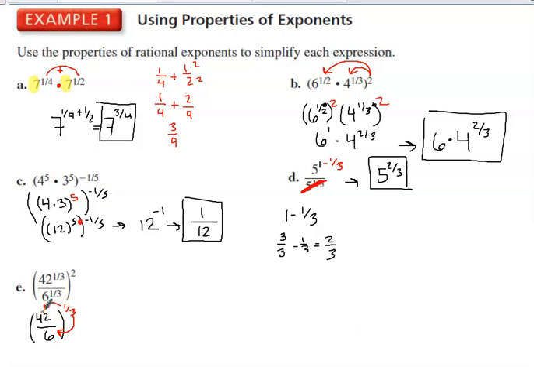So the 1/3 would go to the 42, giving us what we started with on top, and the 1/3 would go to the 6, giving us what we started with on the bottom. And then all of that has an exponent of 2 on the outside.